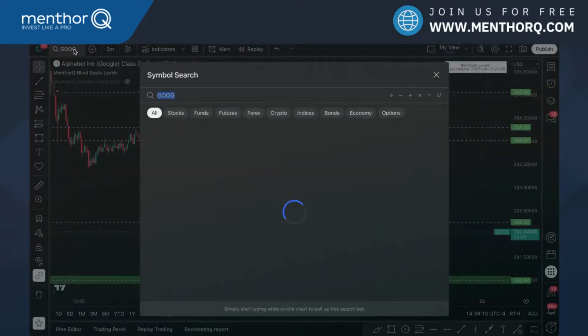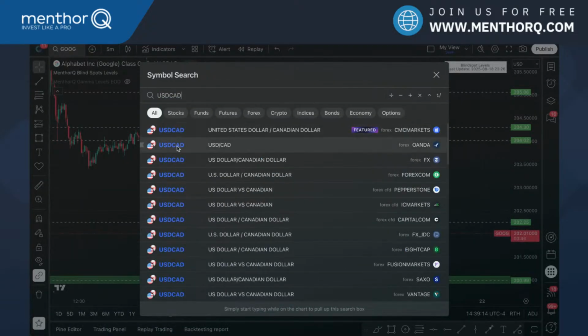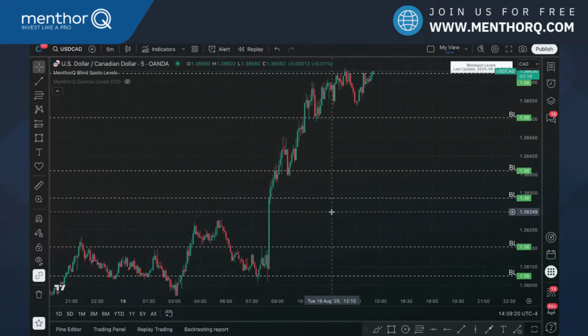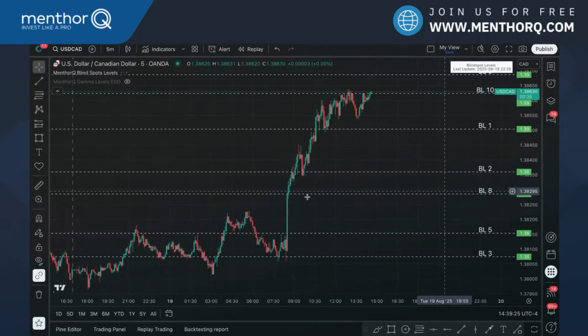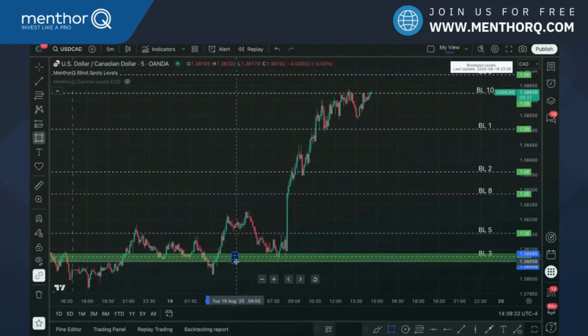All right, now let's go into some currency pairs for today. So we look at USD/CAD, Canadian dollar. If you look at Canadian dollar, then you see basically that all the way throughout the morning, overnight, we are stalling around this BL3 area.